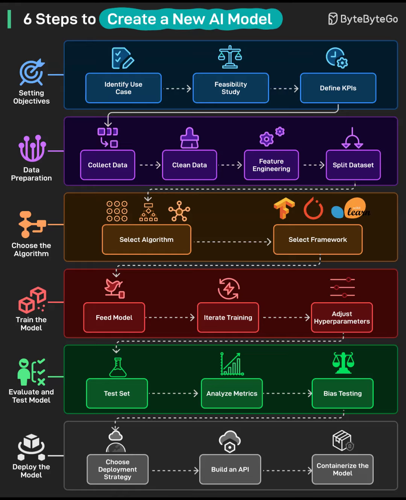Pick a framework that fits the team and infra: PyTorch, TensorFlow, scikit-learn, and prefer battle-tested libraries over custom code when possible. Train the model. Feed the model, then iterate. Use the validation set to tune hyperparameters: learning rates, depth, regularization, augmentation. Add guardrails: early stopping, cross-validation, and robust seeds.